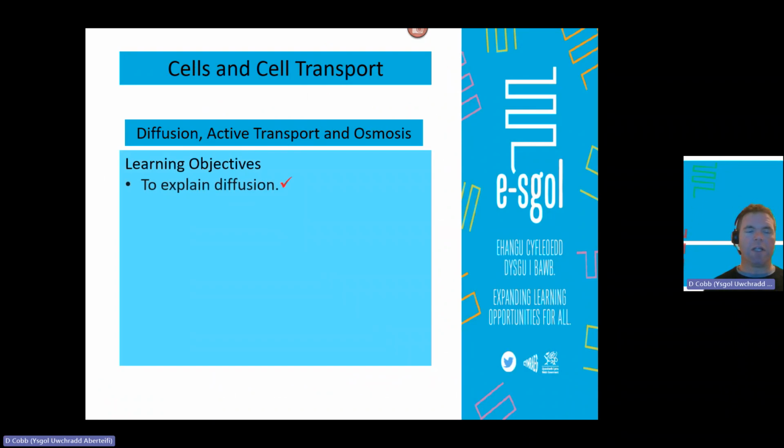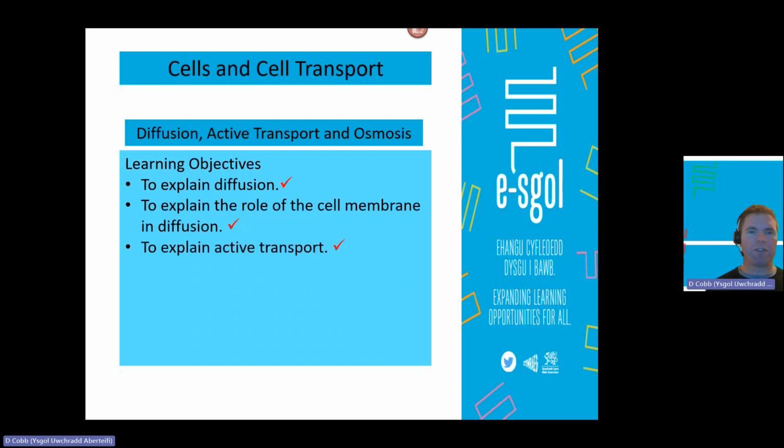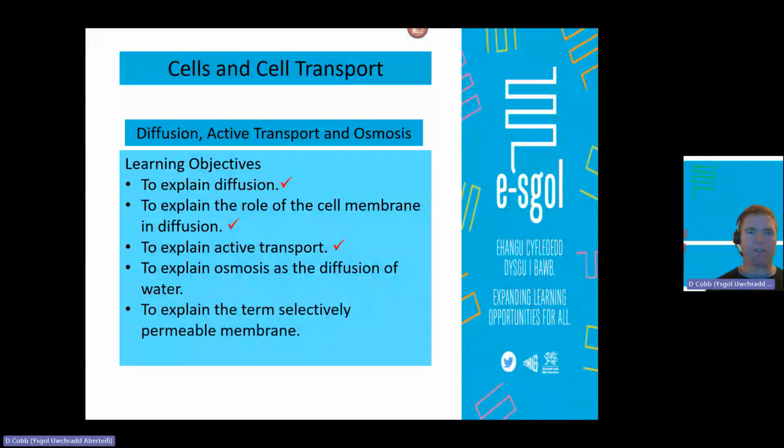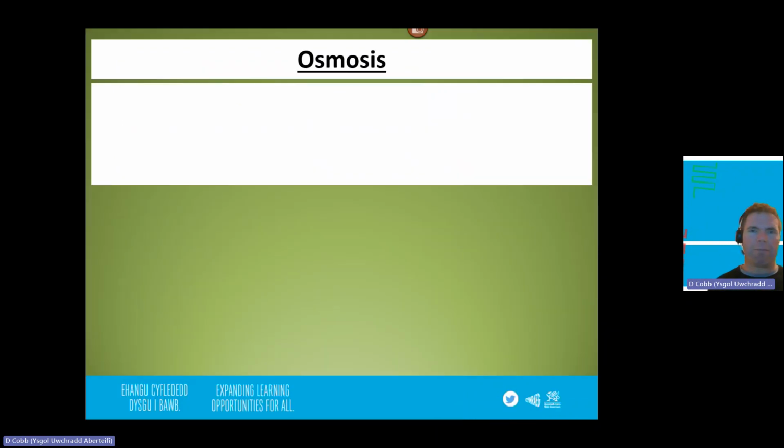Right, okay. So let's go back to what I said we were going to do. We were going to explain diffusion and the role of the cell membrane in diffusion. Done that. Explain active transport, done that. And now we're on to these last 2: explain osmosis as the diffusion of water, and explain the term selectively permeable membrane. Now we're going to take a step up here because osmosis is the trickiest of the 3 modes of transport. I cannot stress enough the importance of learning the definition for osmosis. Okay, here we go.